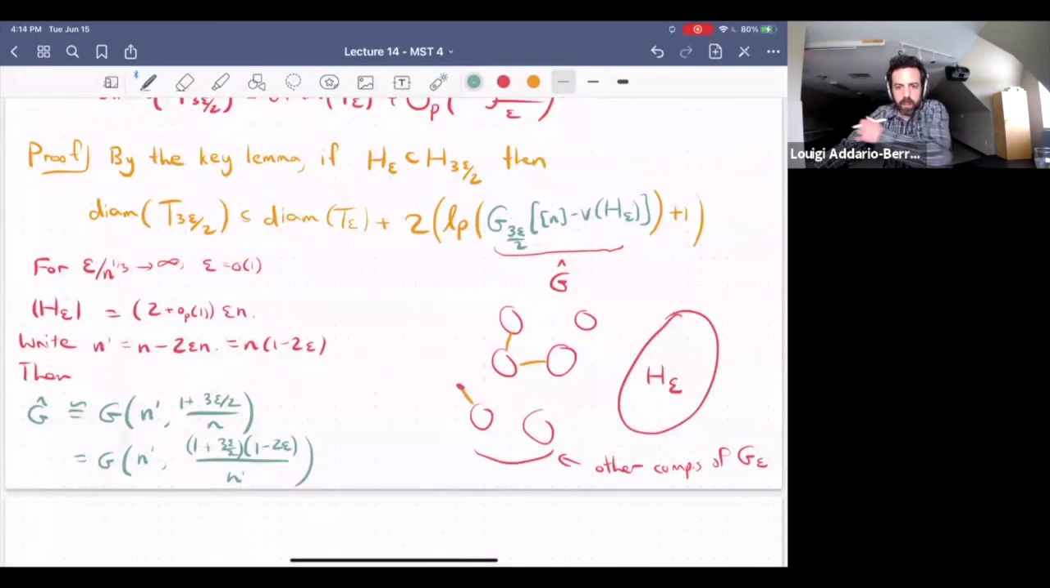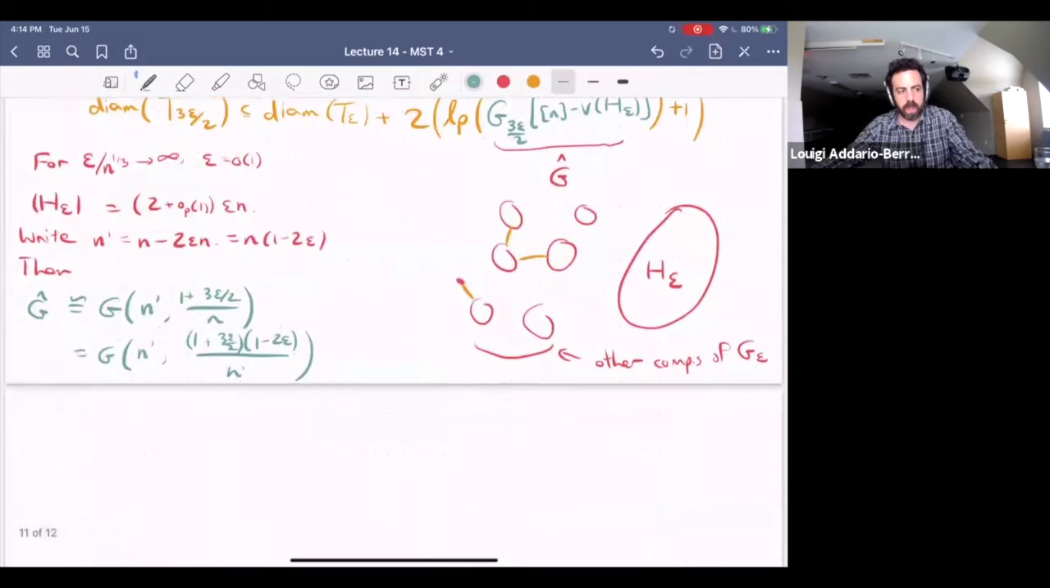Okay, so here I'm using this deterministic size n prime as a proxy for the size of H epsilon, and I'm going to be a little bit casual about that. In principle, I need to say that with high probability H epsilon really has this behavior, but we already saw the law of large numbers for this. So I'm just going to behave as though H epsilon really has size n prime for explaining how this diameter increase bound comes about.